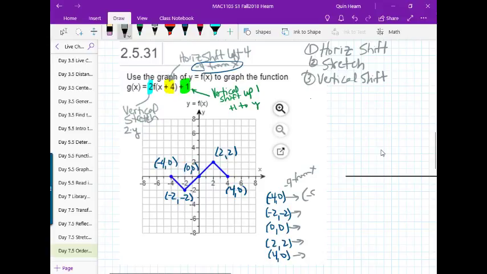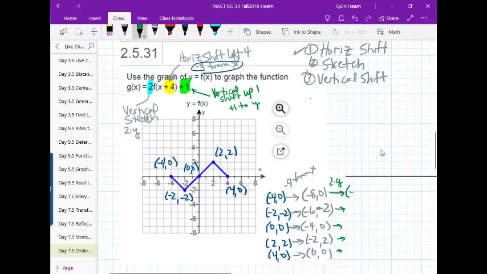So we're going to have (-8, 0). We're going to have (-6, -2). We're going to have (-4, 0). (-2, 2), and we're going to have (0, 0). All right, and then after that, that's the horizontal shift to the left. Then we're going to stretch it by a factor of 2, multiplying each y value by 2. So the next thing we're going to do is 2 times each y coordinate.